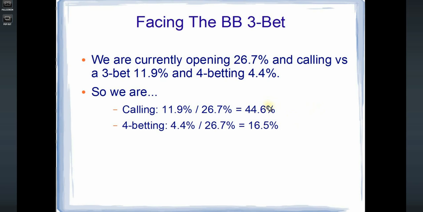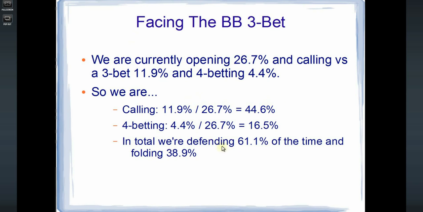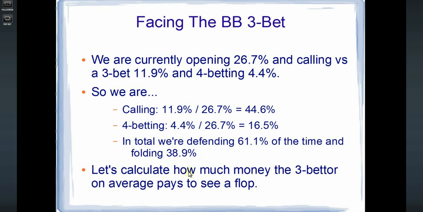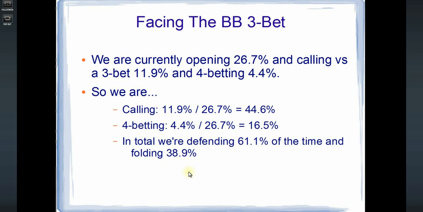And we are 4-betting 16.5%. So we're 4-betting, what is that, about a sixth of the time when we face a 3-bet. In total, we're defending 61.1% of the time and folding 38.9% of the time. So this probably seems like crazy aggressive defending. If you look at the ranges people used a couple years ago, that's not that crazy anymore.